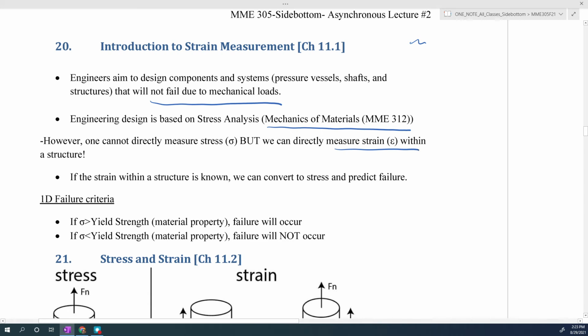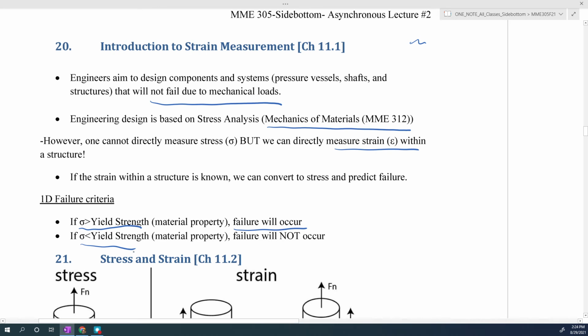And if you haven't taken material science or haven't thought about material science in a while, the basic idea of failure criteria is that if the stress is greater than the yield strength, failure occurs. If the stress is less than the yield strength of the material, the failure will not occur.